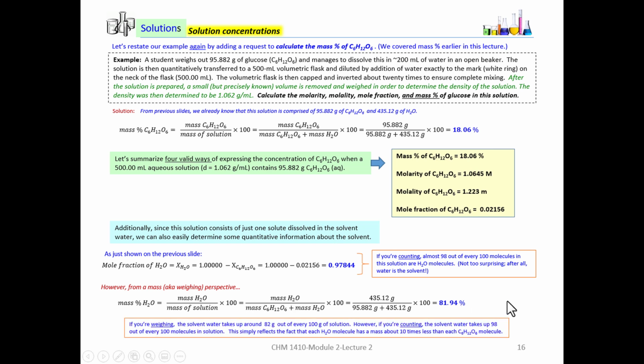Well, what does this tell you? Well, if you're weighing, the solvent water takes up about 82 grams out of every 100 grams of solution, as compared to if you were counting, the solvent water takes up 98 out of every 100 molecules in solution. Now, this seemingly contradictory information just reflects the fact that each water molecule has a mass that's about 10 times less than each glucose molecule. Let's try one last example on the next slide.